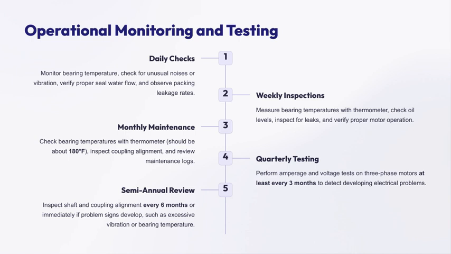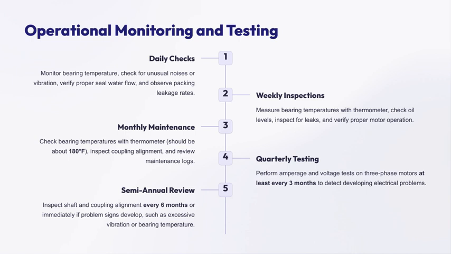Moving on to weekly inspections, we should measure bearing temperatures with a thermometer, check oil levels, inspect for any leaks, and ensure the motor is operating correctly. These weekly checks give us a more detailed view of the equipment's health and help us maintain optimal performance. Monthly maintenance involves verifying bearing temperatures. Remember, about 180 degrees Fahrenheit is typical, checking the coupling alignment, and reviewing maintenance logs. Regularly reviewing these logs helps us track trends and plan future maintenance proactively.